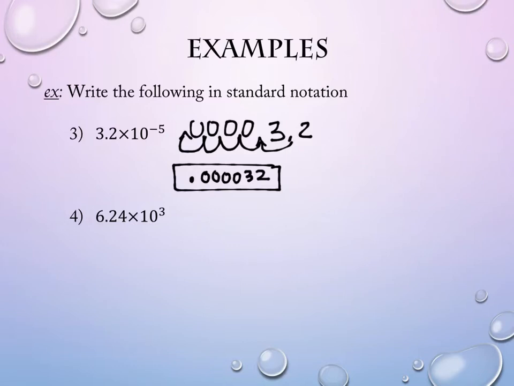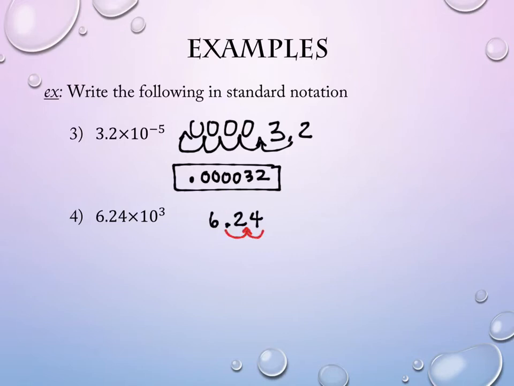All right, my next one, 6.24 times 10 to the third. The 3 tells me I'm moving the decimal point 3 places. Will the number get bigger or smaller? Bigger, because it's a positive 3. So right now my number is 6.24. If I'm going to make it get bigger, I have to move the decimal point to the right.